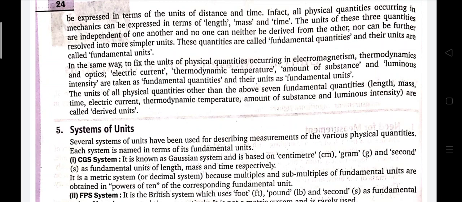The units of our fundamental quantities, like for example, length, mass, time, electric current, thermodynamic temperature, amount of substance, and luminous intensity, are called fundamental units. Okay, all the units other than these fundamental quantities, these are derived units. So all those units that are taken out from fundamental quantities are known as derived quantities, and the units are known as derived units.